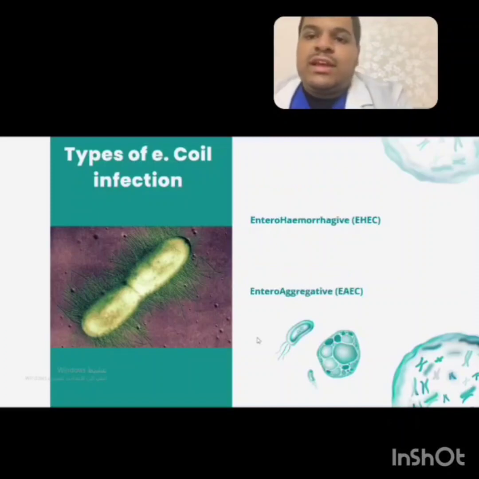The fourth one is EHEC. EHEC infections are often associated with consuming undercooked ground beef and unpasteurized dairy products. And the fifth is the enteroaggressive E. coli, EAEC, which forms an aggressive biofilm on the intestinal lining, leading to chronic inflammation and diarrhea.